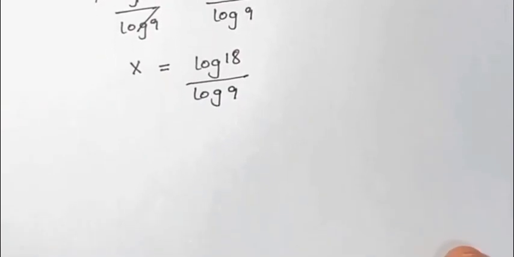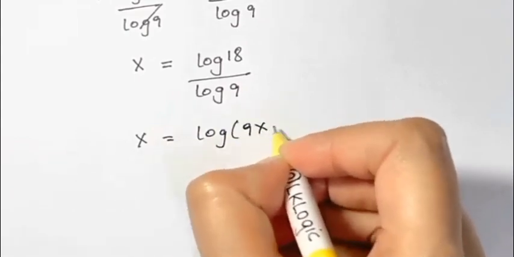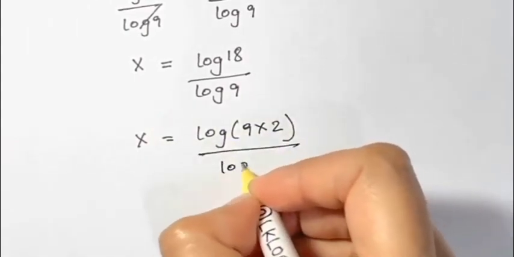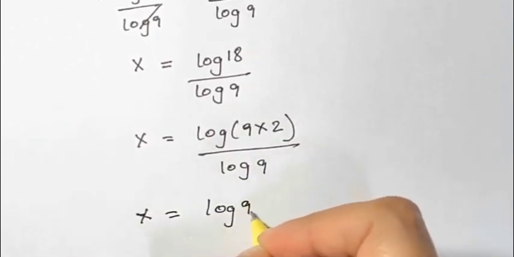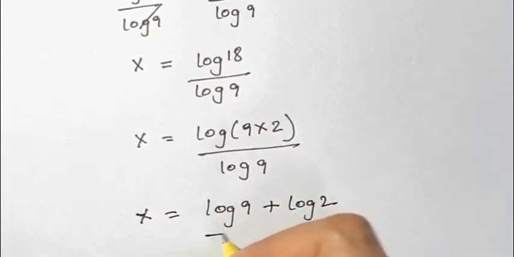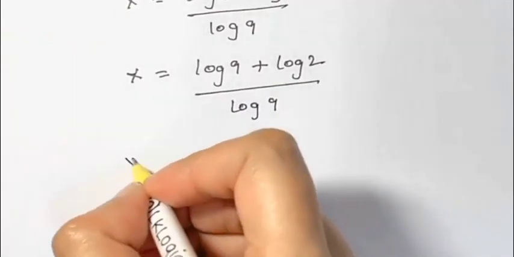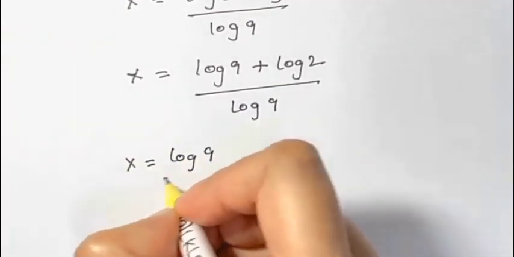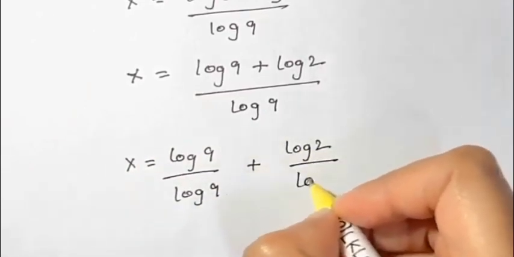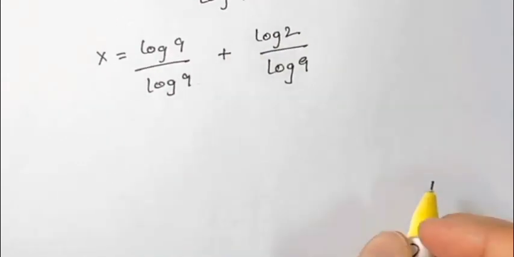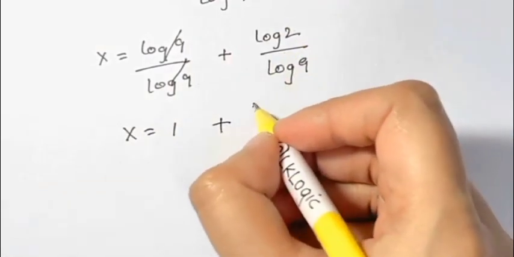Then what do we have? Log 18 can be written as log of 9 times 2, and this is over log 9. So we have x is equal to log 9 plus log 2 over log 9. Let's separate them. So we have x is equal to log 9 over log 9 plus log 2 over log 9. So log 9 over log 9 gets cancelled, and that's equal to 1 plus log 2 over log 9.